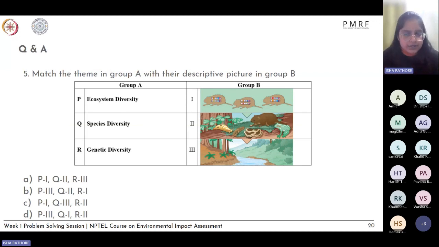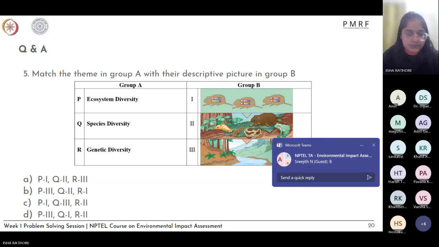You have to match group A with group B. In group A, we have ecosystem diversity, species diversity, and genetic diversity. You need to match them with the images which are given in group B. You can now take your time and match all three correctly. Okay, we have one answer by Shrijit, which is B. Sankvi also says B.